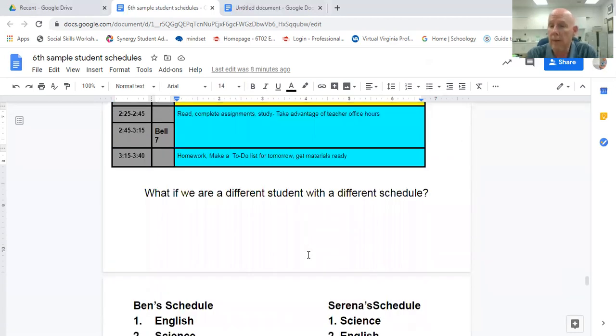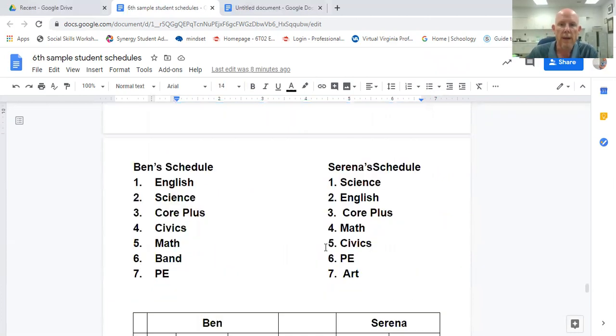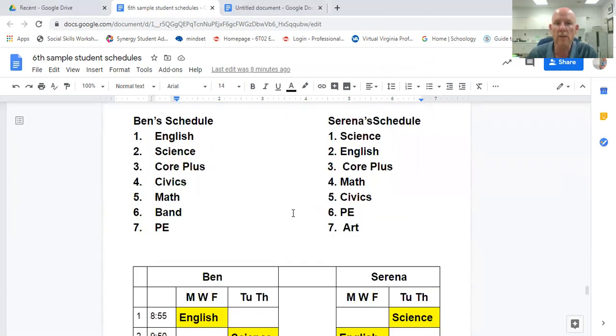But of course, not every student has their classes in that order. So let's take a look and see what happens for a student with similar classes, but in a different order. So we'll take a look at Serena. Ben has English, Science, Core Plus, Civics, Math, Band, and then PE. And Serena has some of the same classes: Science, English, Core Plus, third bell, Math, Civics, PE.